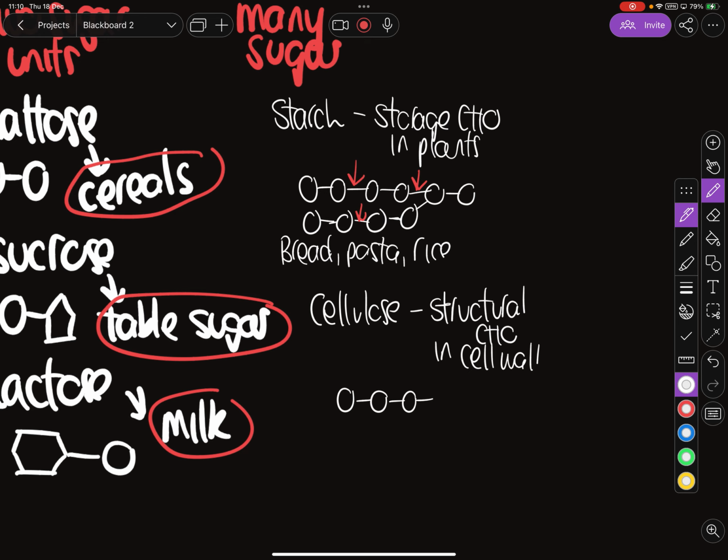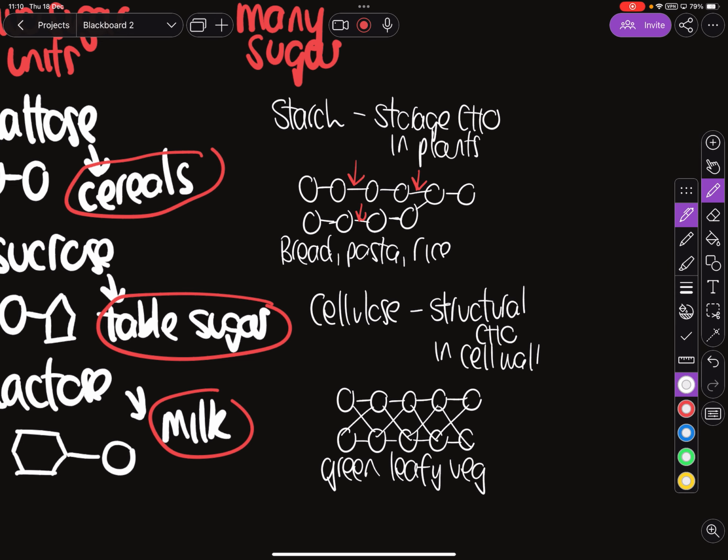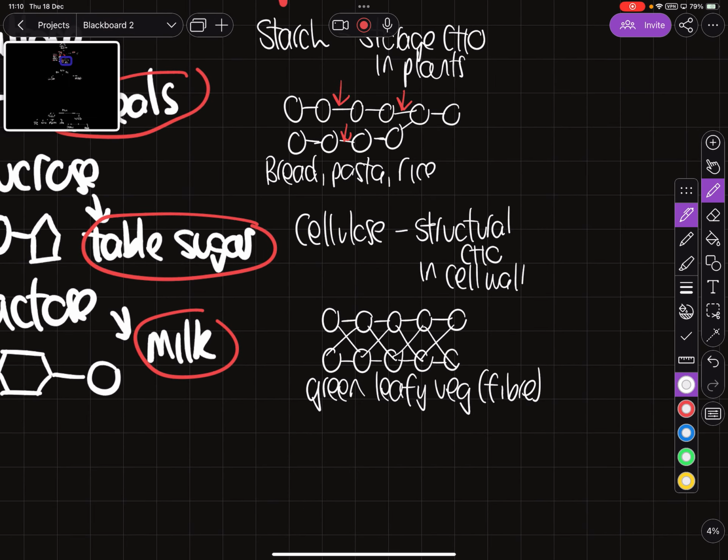We can't digest cellulose directly. We do have a set of bacteria in our large intestines that help us out with it. But essentially these cross-links we can't break. We find it really, really hard to break. This is what we eat for fibre. So green leafy veg are full of cellulose, and that's giving us fibre to prevent constipation.